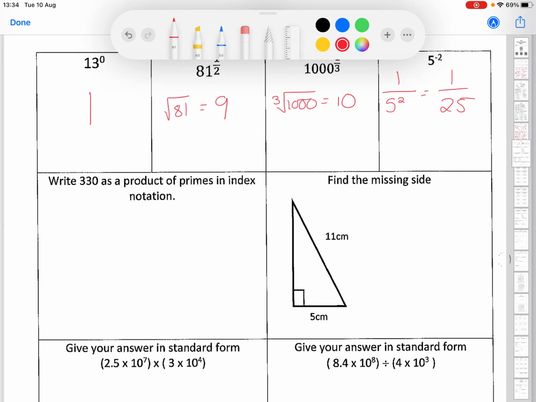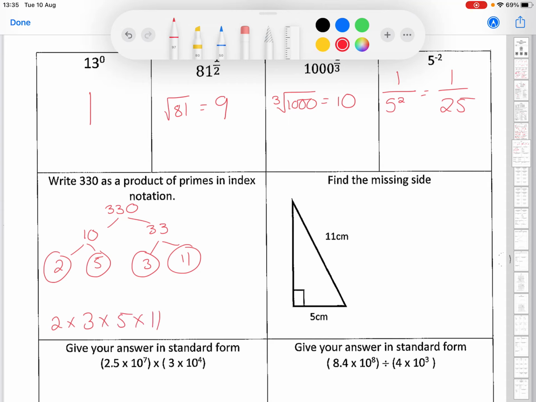Next one, we've got product of primes. So we've got 330. So we start with 330. We want two numbers that multiply to make 330. You could do a lot of different numbers. I'm going to do 10 and 33. You should end up with the same answer at the end. Two numbers that multiply to make 10: we've got 2 and 5. Two numbers that make 33: we could do 3 and 11. Both of those are primes. So our answer is going to be 2 times 3 times 5 times 11.